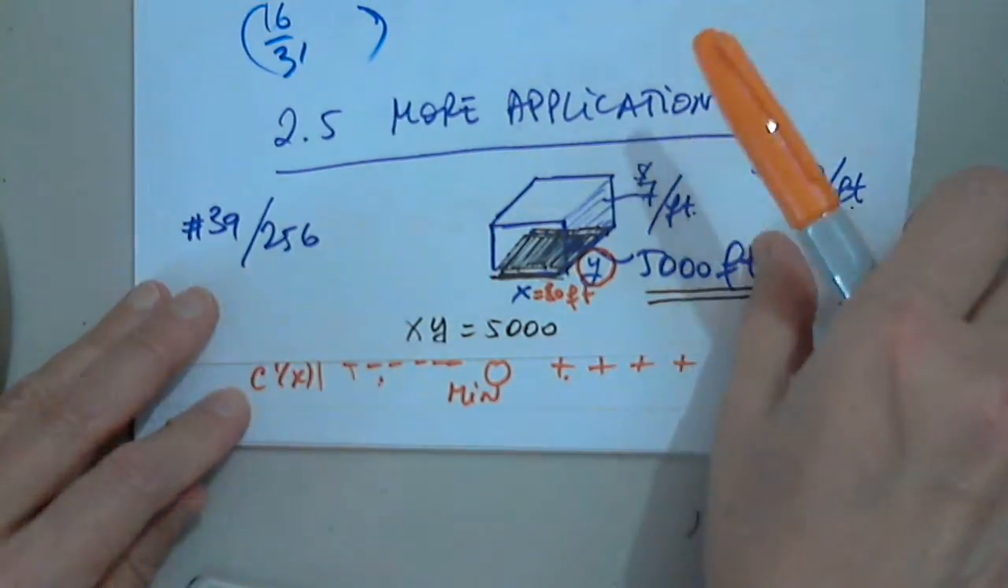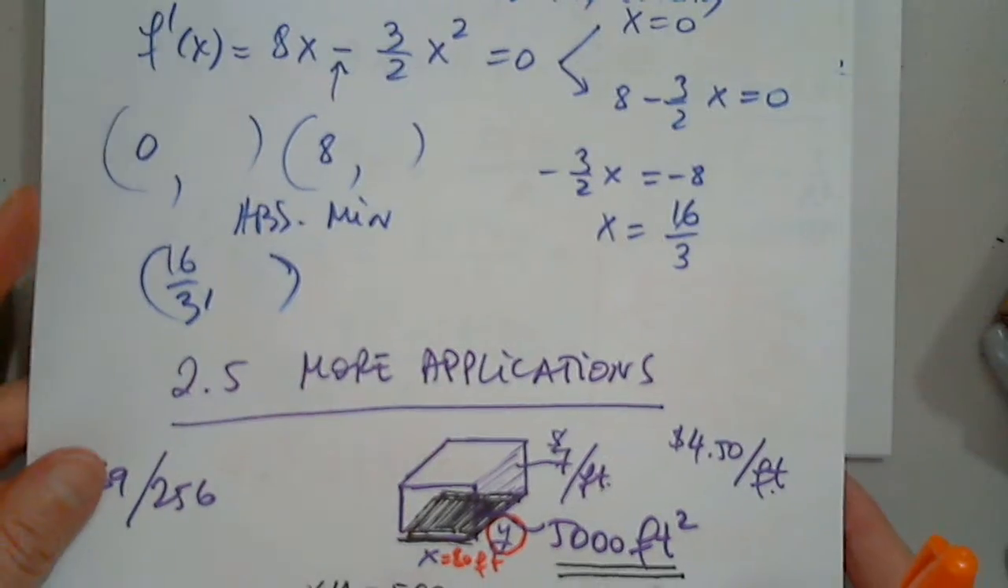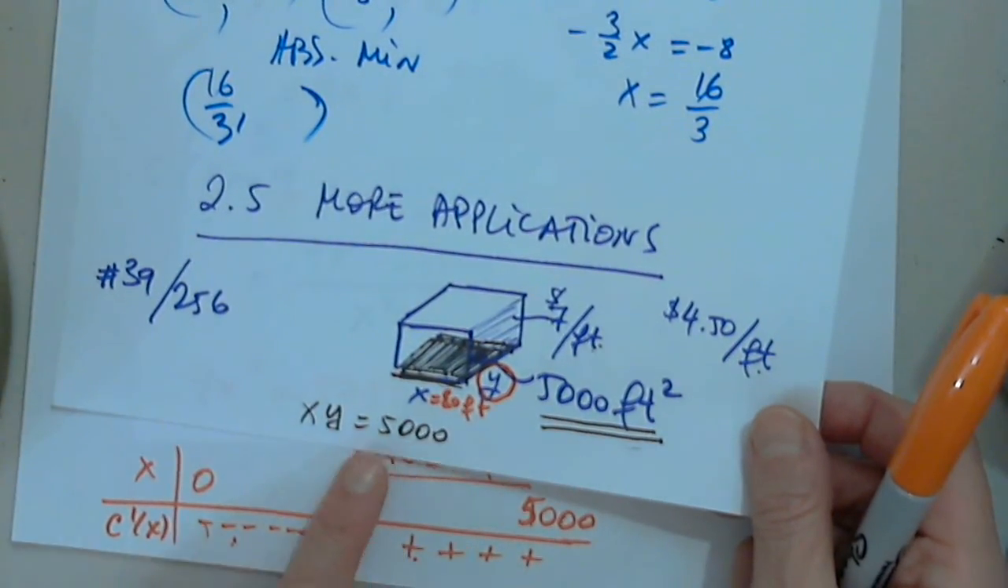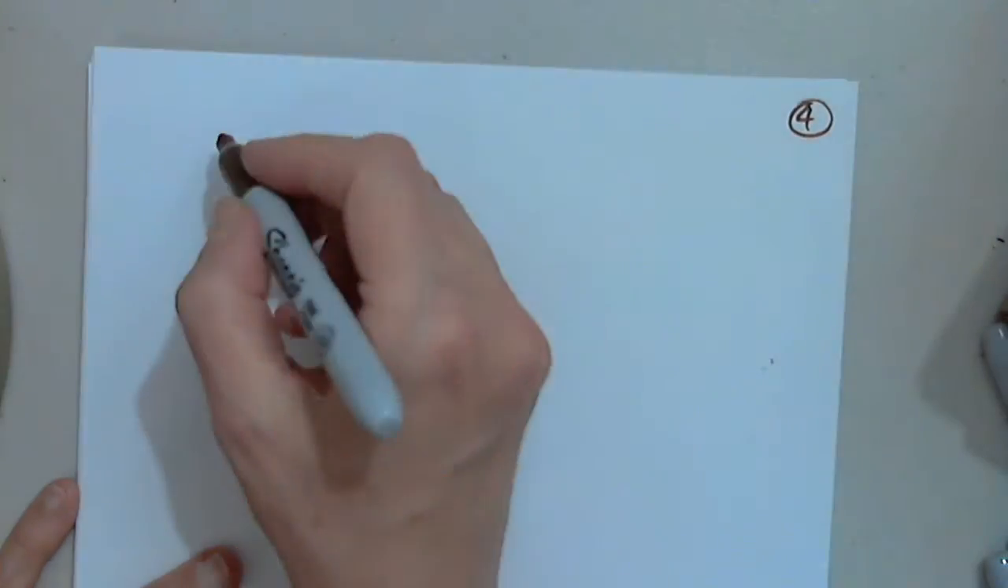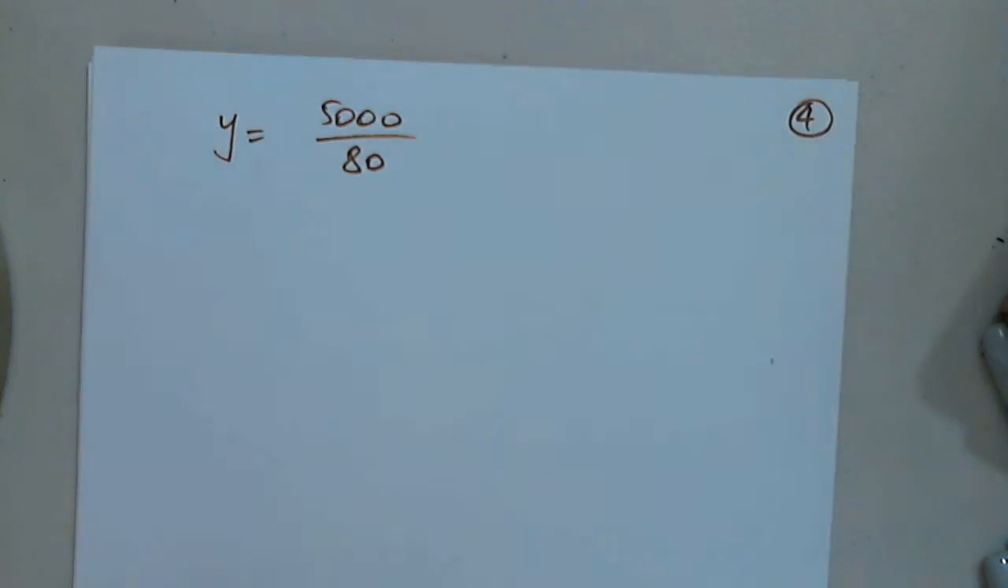And you just divide, because we are asked to find the dimensions. Yes, I will divide 5,000 by x to get the y. So this is my page 4. In order to find y, we have 5,000 divided by roughly 80. It was 79 point something, I rounded up to 80.